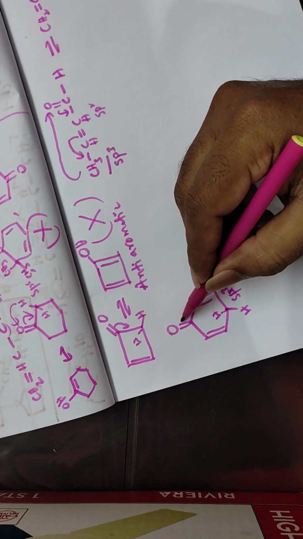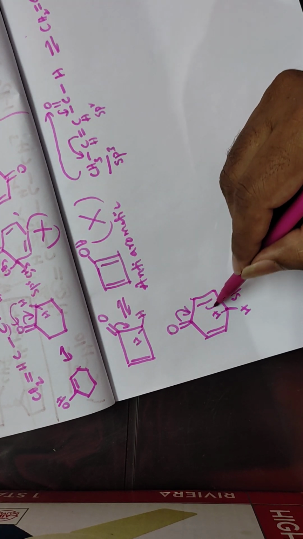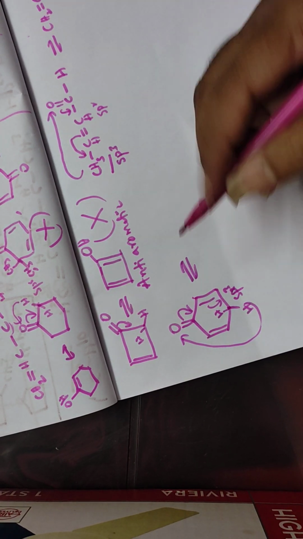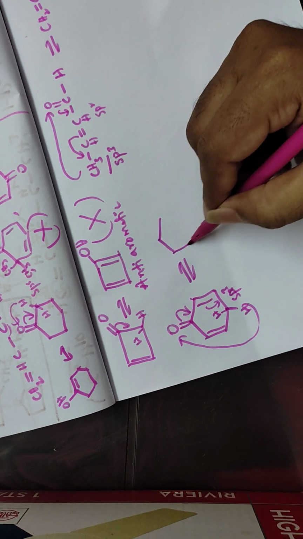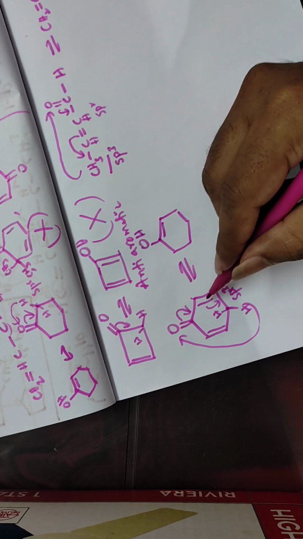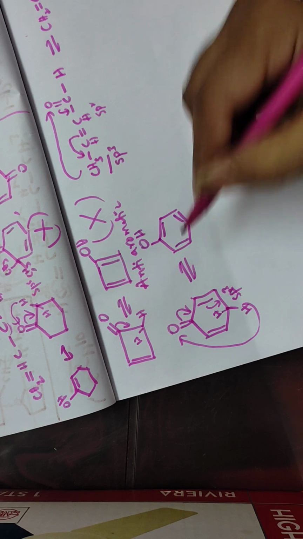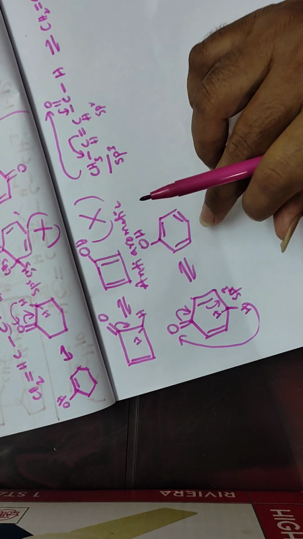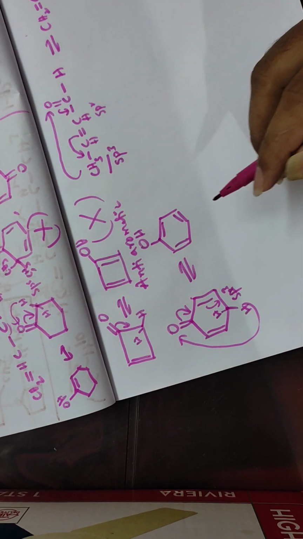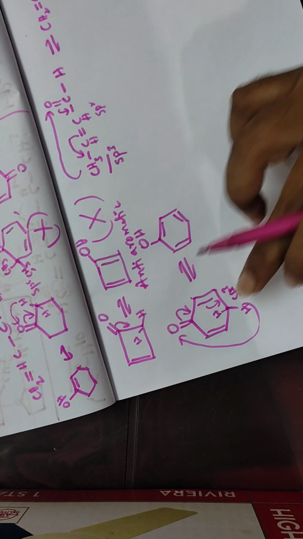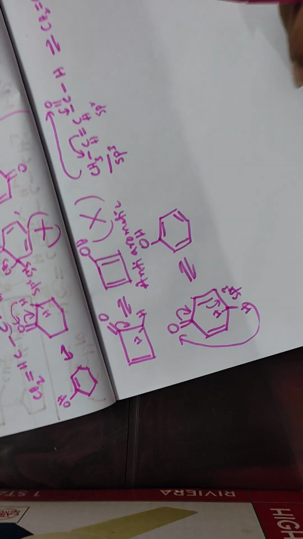How? You see, this bond shifts to here, this bond shifts to here, this hydrogen goes to here. Then there is dynamic equilibrium. This is the OH. Here a double bond will be formed. This double bond shifts to here, and already there is one double bond here. There is delocalization of the pi bonds, so it gets stability. This is an aromatic compound, so it gets more stability. So these two are the tautomers. It can exhibit tautomerism.